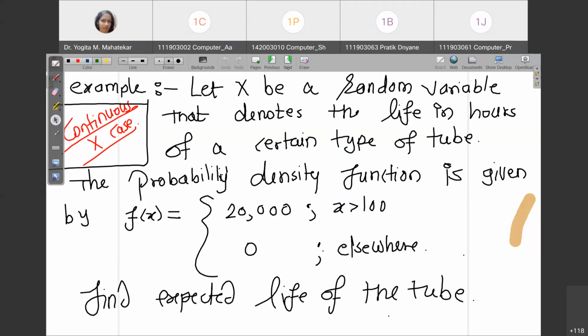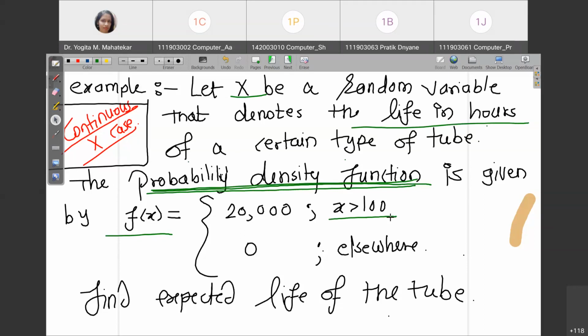Capital X is the random variable that denotes the life in hours of a certain type of tube. So what is capital X? The life in hours. It's our random variable. And the probability density function, small f of x, is 20,000 for x greater than 100. So how to read this out? The tube whose life is greater than 100 hours has a probability function 20,000. And it is 0 elsewhere. Find the expected life of the tube.